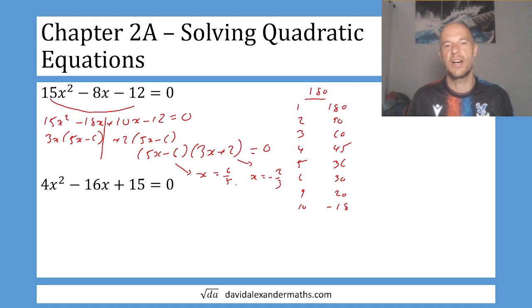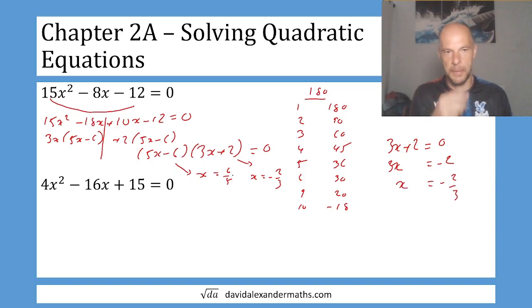These ones can be harder to work out, so just remember that if we're multiplying these two things together and getting 0, one of the things must be the 0. So if it was the 3x plus 2 that equals 0, that means 3x is negative 2, so x is negative 2 over 3. And again, you can do that with the other bracket if you want.